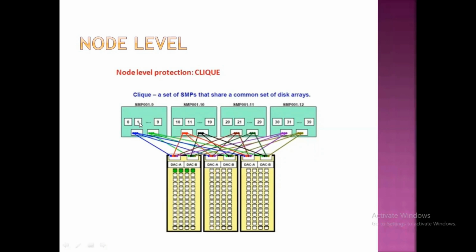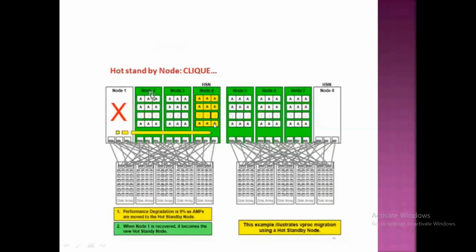If any one of the nodes fails, how will the data be handled? For example, this is node 1, node 2, node 3, node 4. Always you'll have one hot standby node. Whatever activity was being taken care of by node 1 will be transferred to the hot standby node. All the activity will be given to the hot standby node. This will become node 1 now.